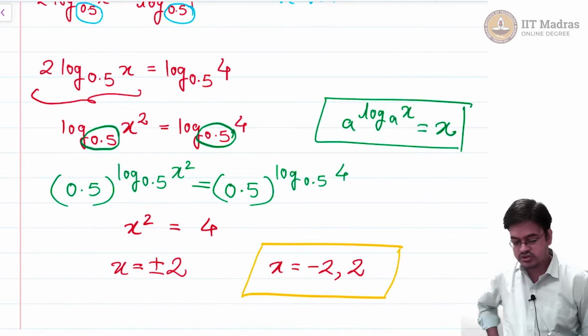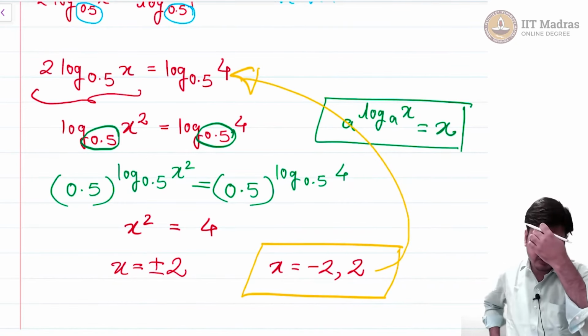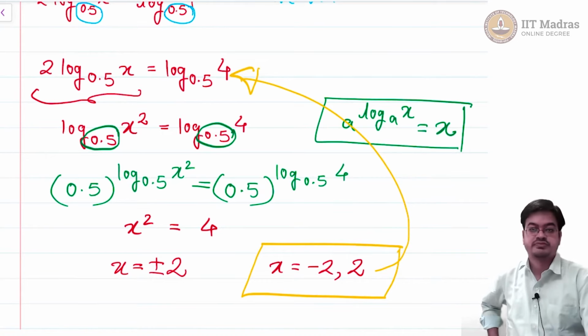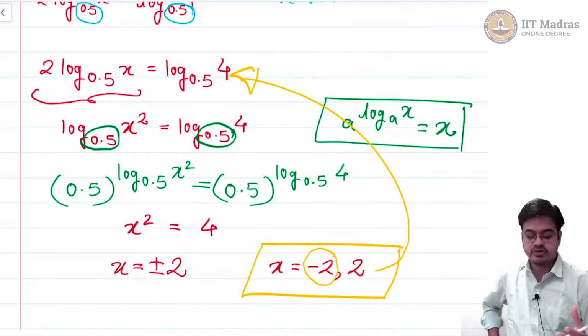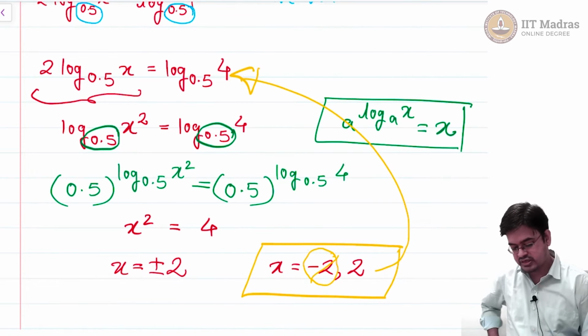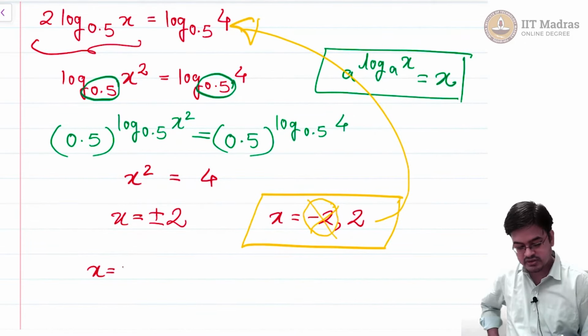The next question that you should ask is, are both solutions feasible when I substitute them into this expression? So what is log to the base 0.5 of minus 2? When you look at the logarithmic function, it is defined only on the positive real line. It is not defined on the negative real line. So log to the base 0.5 of minus 2 is indeterminate. You cannot determine the value. The function is not defined. It is outside the domain. So this value you can easily chuck off. And therefore the solution to your problem is x is equal to 2.